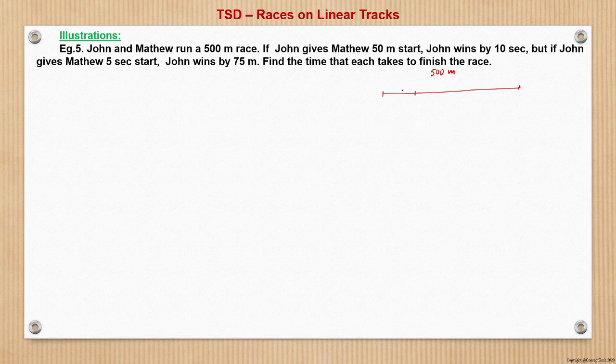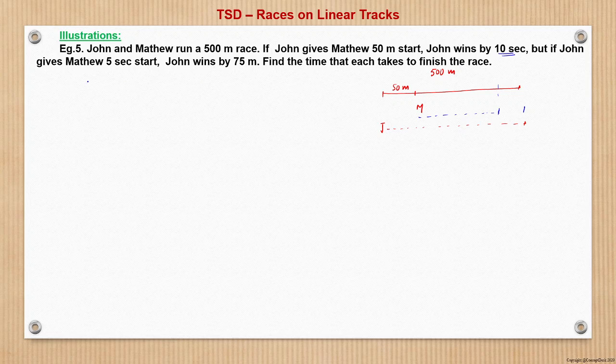When a 50-meter start is given, that means Matthew starts from here and John starts from here. Now when John finishes the race, at that time Matthew was somewhere behind, right? Some distance behind. What distance behind, that we do not know. But it is given, John wins by 10 seconds. It means Matthew takes 10 more seconds to reach the end point.